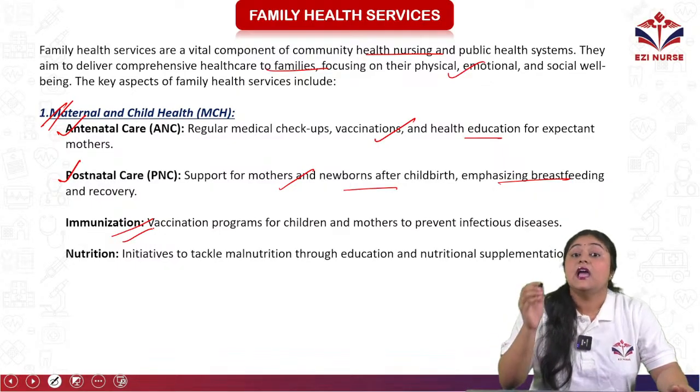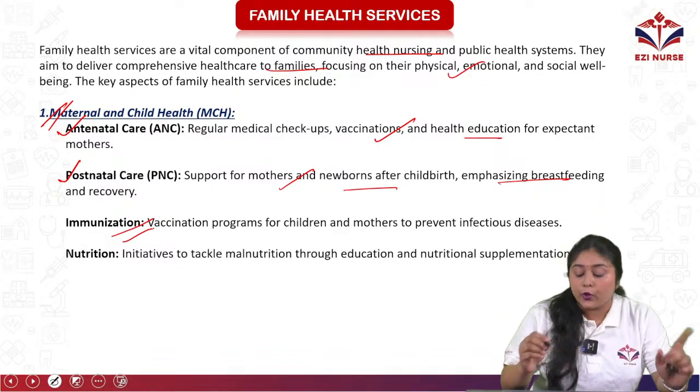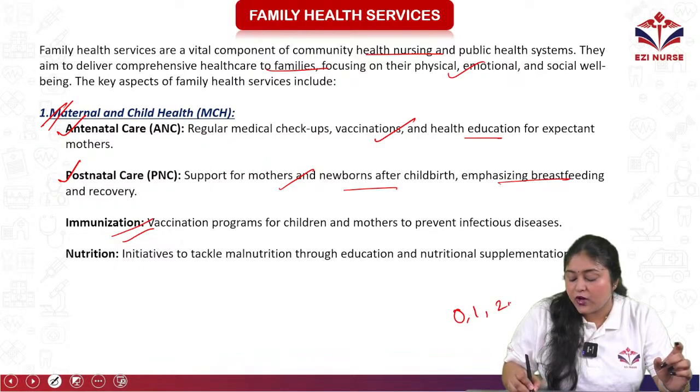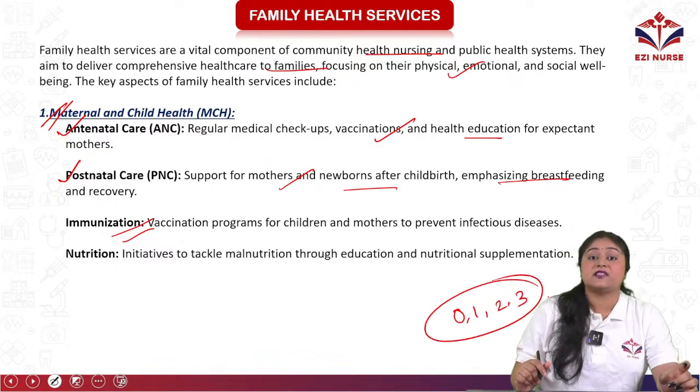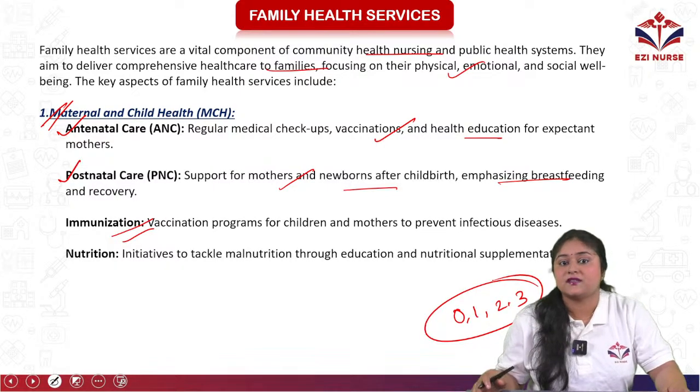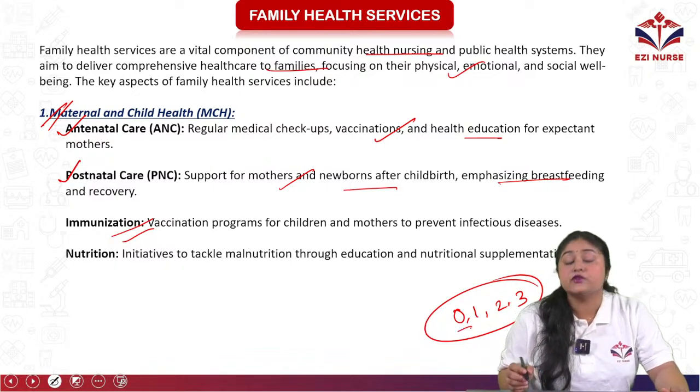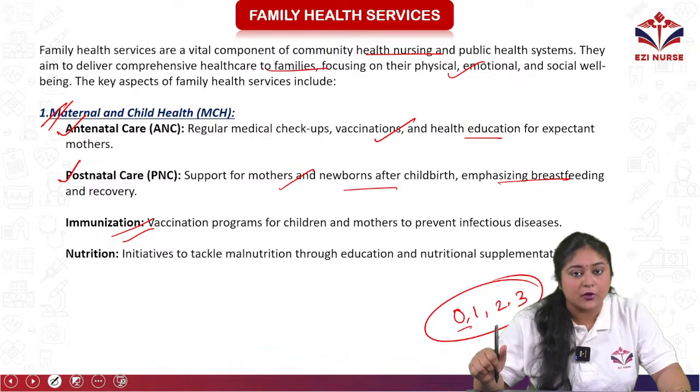As an example, like polio vaccination. Polio vaccination 0, 1, 2 and 3. So these 4 doses are available based on the immunization schedule, right? The 0 dose we have to provide at the time of birth.